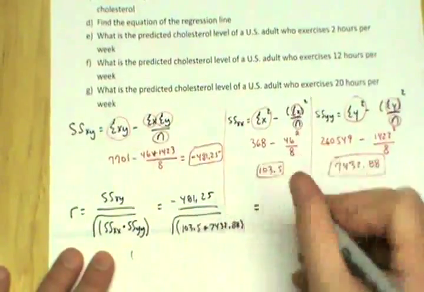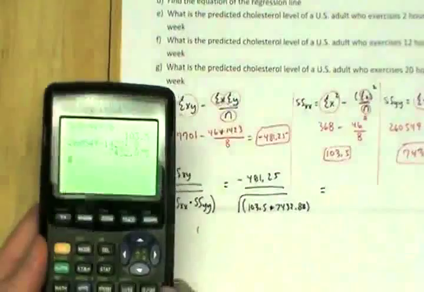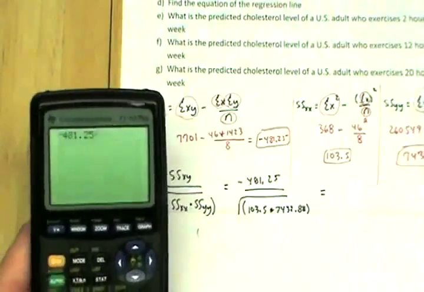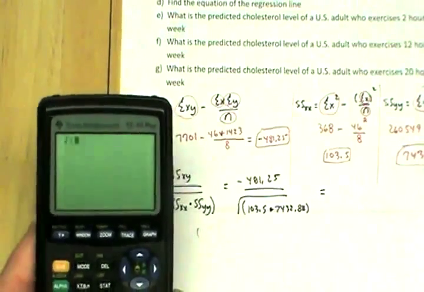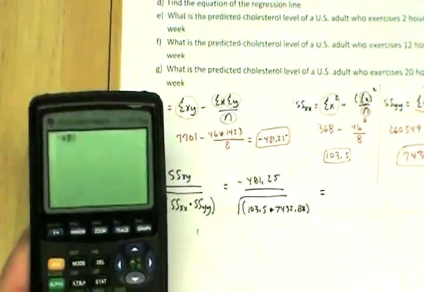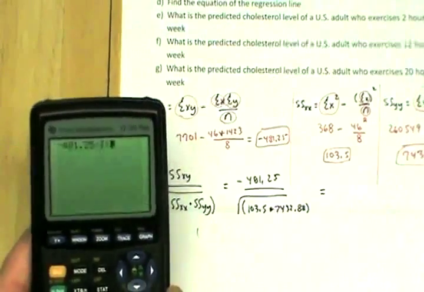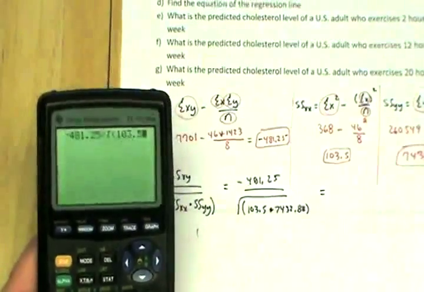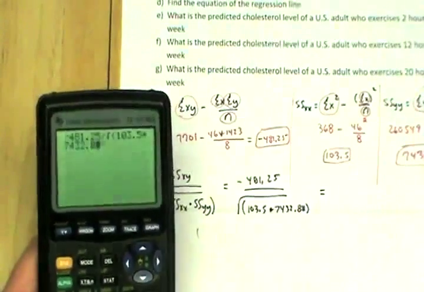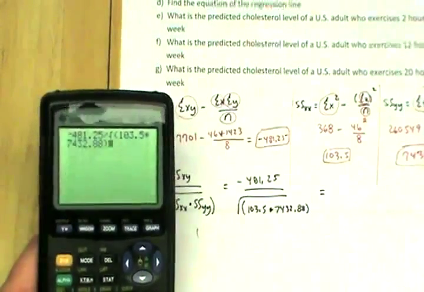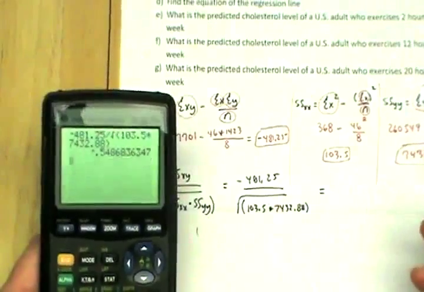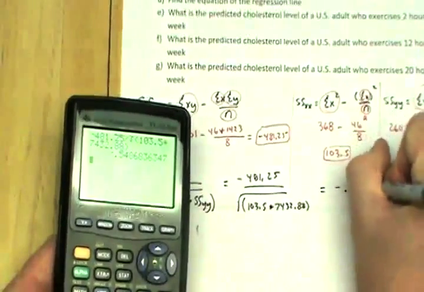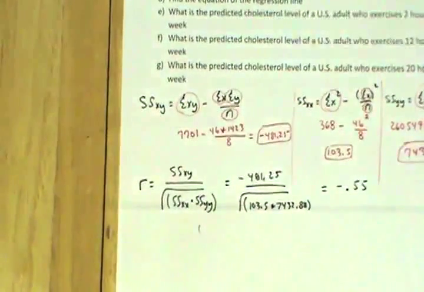Okay, so in our calculators, negative 481.25 divided by the square root of 103.5 times 7432.88. Okay, there it is. And we're getting back, going to two decimal places, negative 0.548, let's call it negative 0.55. So that's the value for R.